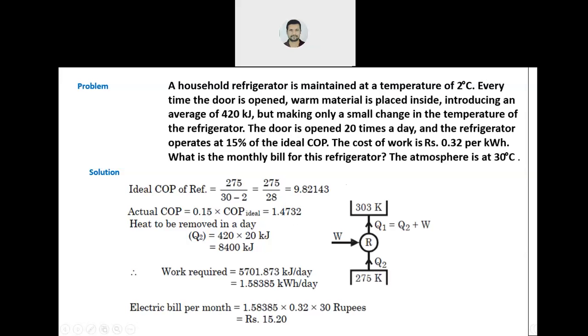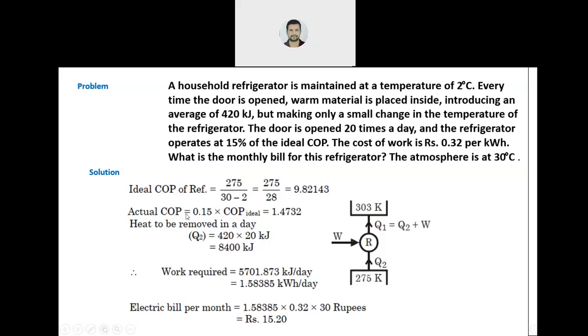Correct? Now, the heat to be removed in a day. It is said that it removes an average of 420 kilojoule, and the door is open 20 times. So 20 into 420, 8400. So this is the amount of heat removed in a day.